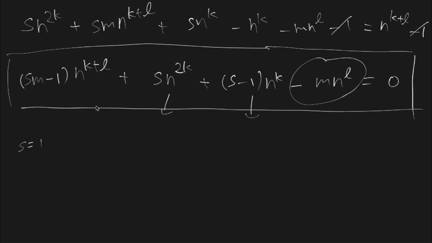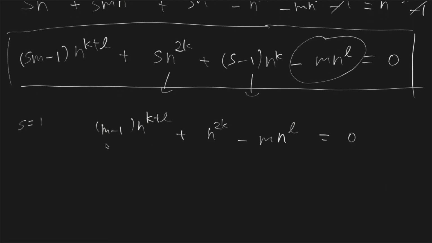Then we should be able to plug and chug everything in here. For example, what we get here is m minus 1 times n to the k plus l plus s times n to the 2k, or s is just 1, so plus n to the 2k plus, this is 0, so we just do minus m times n to the l. This is equal to 0.